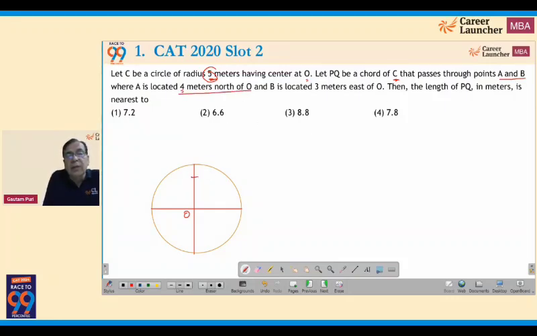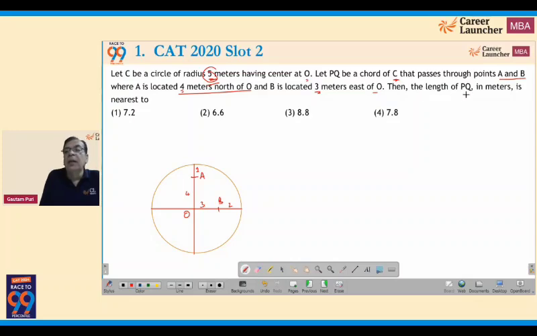So can I say this is A? If this is A, this is 4 meters and this is 1 meter because the radius is 5 meters. And B is located 3 meters east of O. B is located, let's say, here. So this is 3 meters and this is 2 meters because the radius is 5.